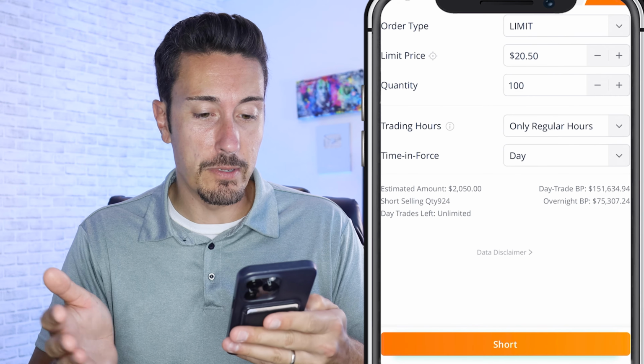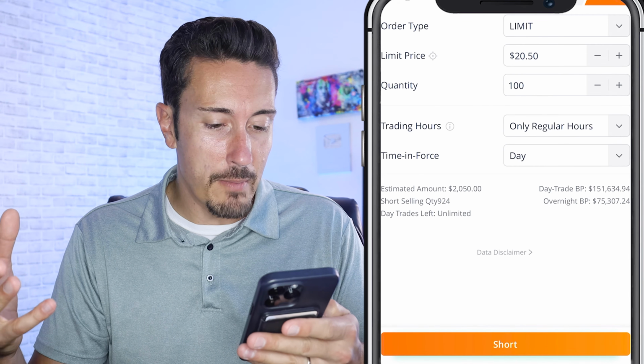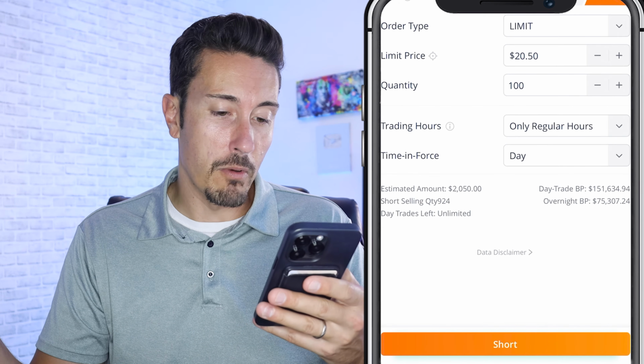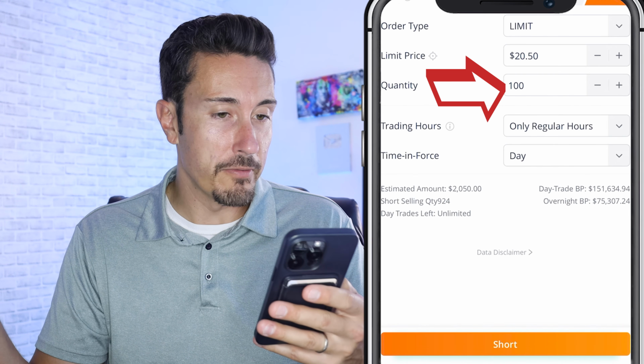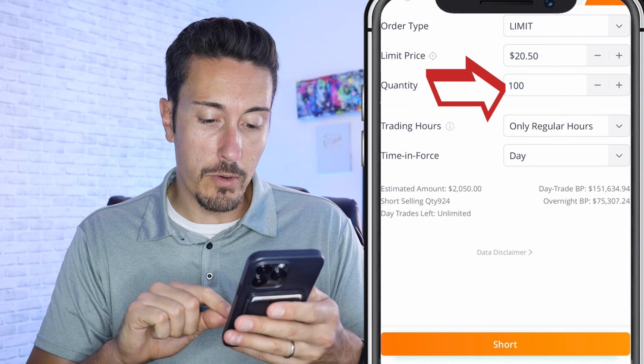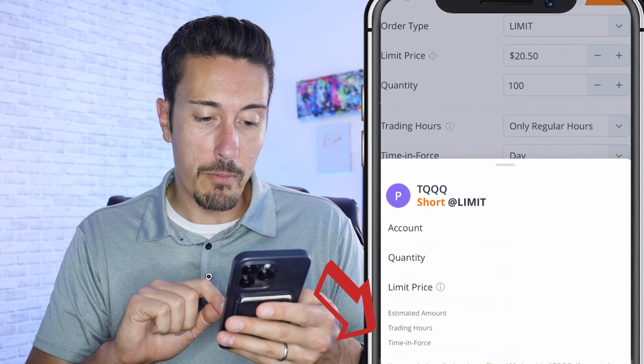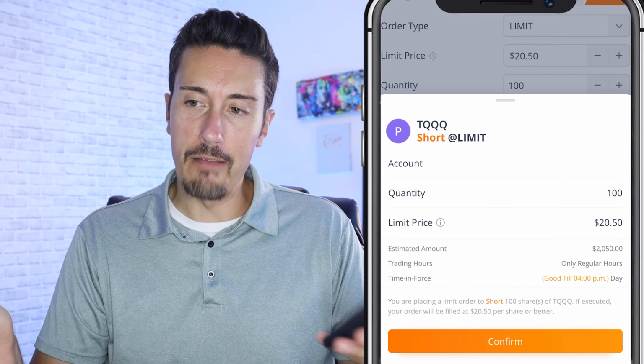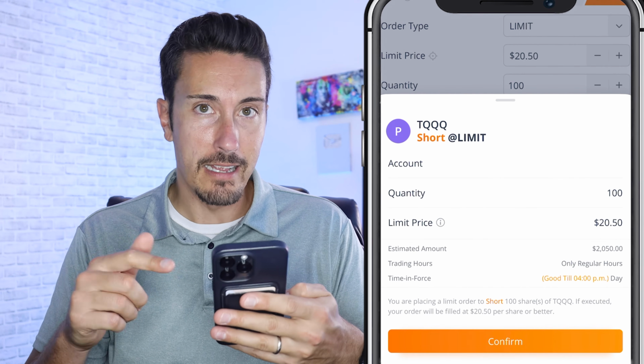So you can see the same thing as we saw over on the desktop. We have an estimated amount of $2,050, and it's 100 shares at 2050. And then what you could do is hit the short button. That same thing is going to happen where it pops up and gives you a confirmation screen. And then you hit confirm, and then you would have your short, if your limit price is hit, of course.